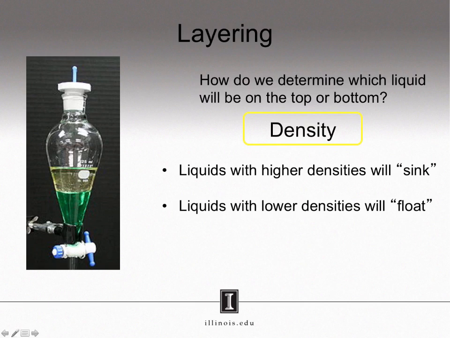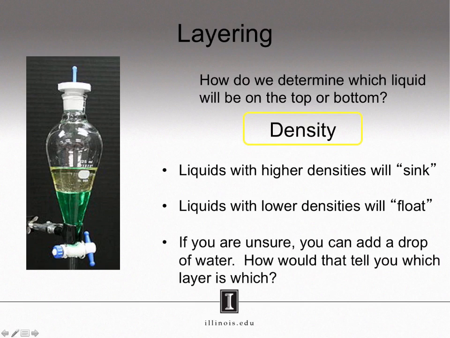If you don't know which layer is which, how can you identify them? You can perform a water drop test. By adding a drop of water to the top of your mixture, the water will encounter this top layer. If this top layer is aqueous, your drop will simply disappear because water will mix with water. If your top layer is organic, your water droplet will pass through the top layer and reach the bottom layer.